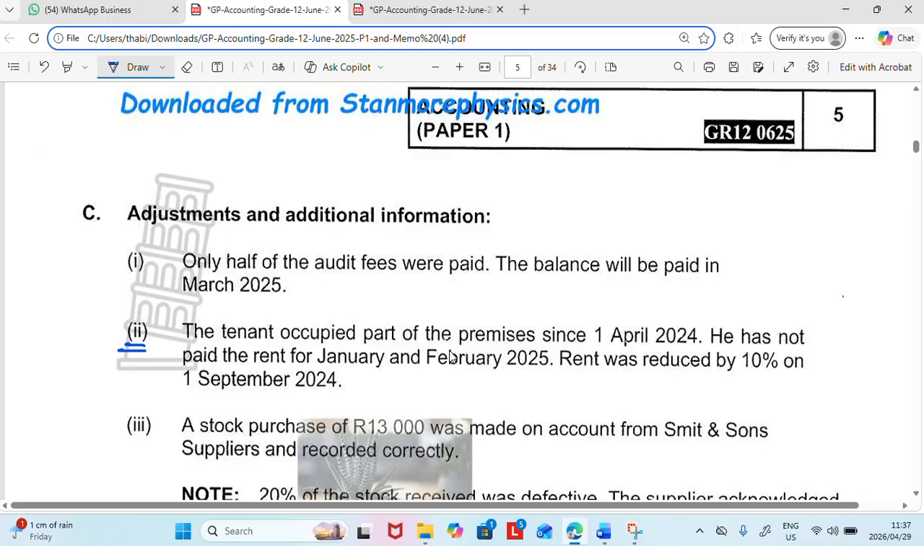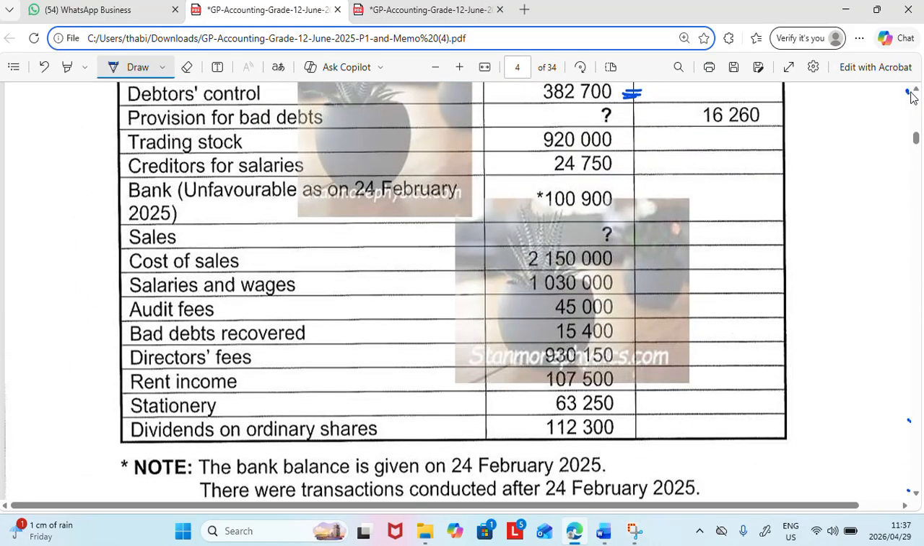So we haven't received rent for January and February 2025. Here is income receivable and accrued income. For how many months? For 2 months. Rent was reduced by 10% on 1st September 2024. This is what I also want you to take away. Please take this information, rent income from our list of balances, 107,500.